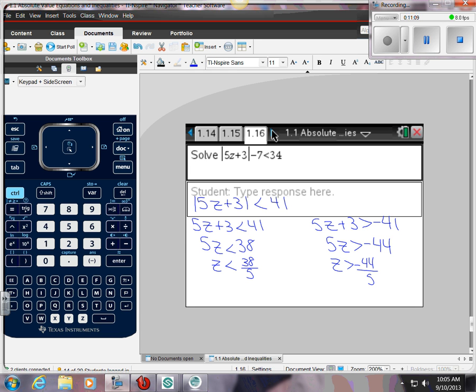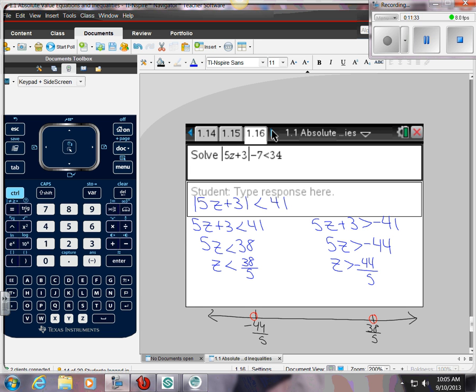Which one's your smaller number? Yeah, always the negative, right? Okay, so let's throw this on the number line. Are we open or closed? Great. Negative 44 fifths and 38 fifths. 38 fifths is just a little more than 7. Gives you an idea of where we are. Okay, we're open on both.